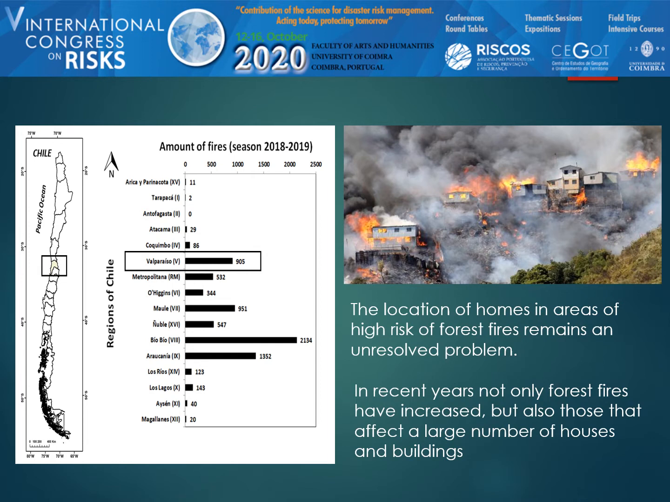In recent years, for example, not only have fires increased, but also those that affect a large number of houses and buildings. In fact, the amount of damaged homes has caused many areas near forests to have to be intervened by managing the combustible vegetation and working permanently with neighbors and communities that coexist in these areas. This is a problem that occurs in different inhabited areas in central and southern Chile.